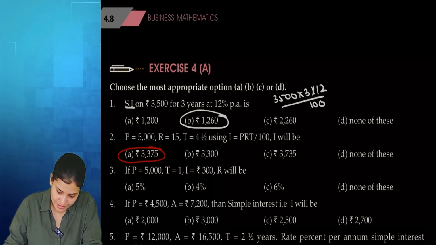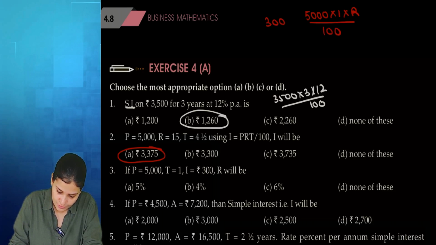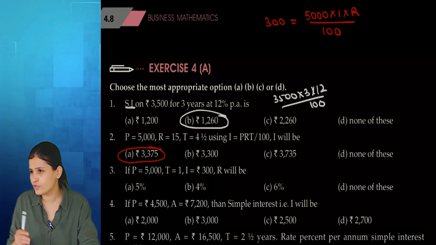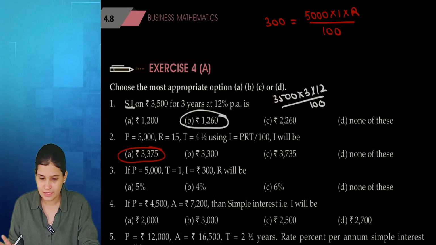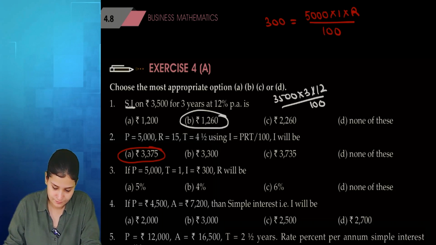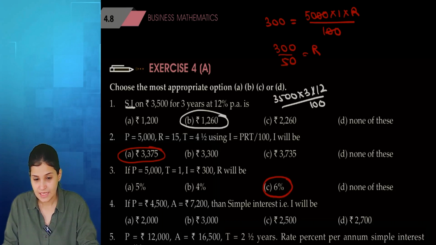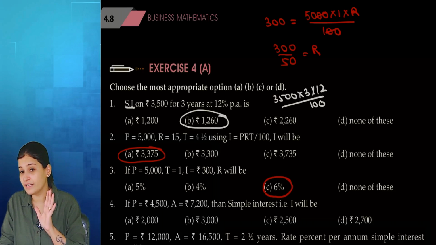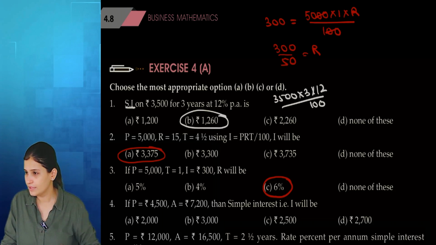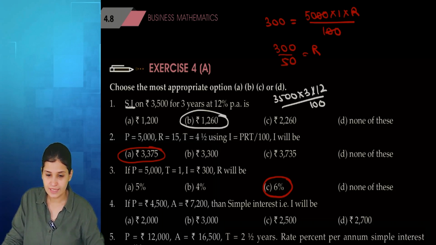For question number 3, the principal is 5000, the time is 1, the rate is missing, upon 100. We want the answer to be 300. You can do the solving, or you can do trial and error, any which way. Answer? 6%. These get cancelled, so 300 by 50, that is R. So 6% is the answer. In case of simple interest, there is no half yearly, quarterly, monthly. Even if they ask us half yearly, you can do it annually and then divide by 2. It's always equal. Done?